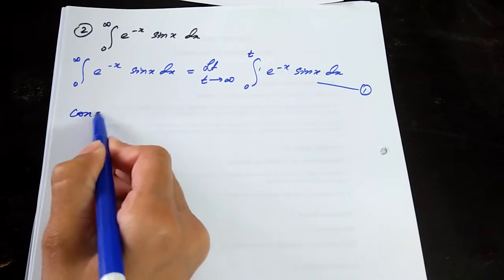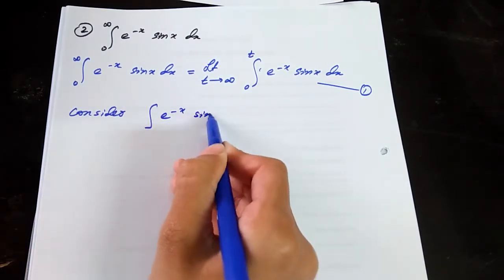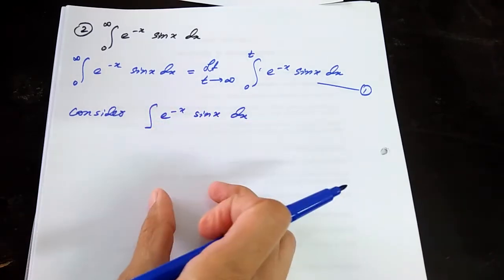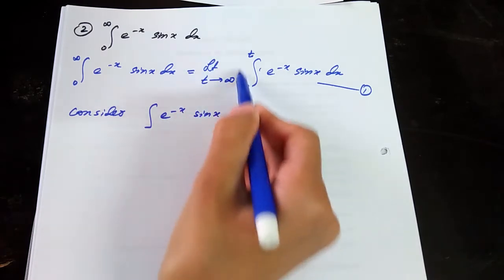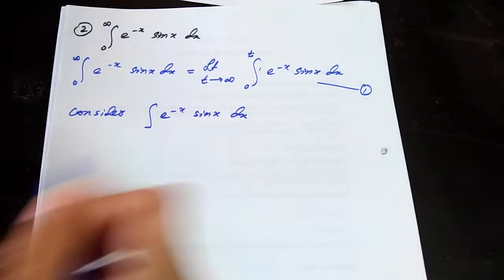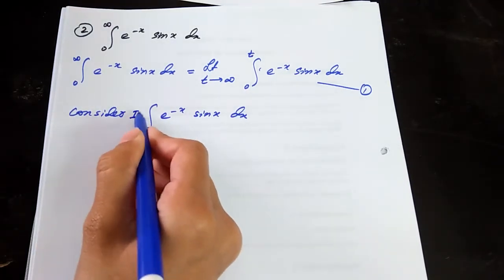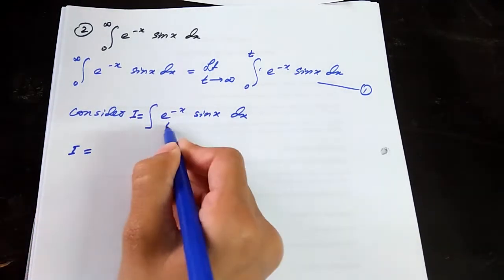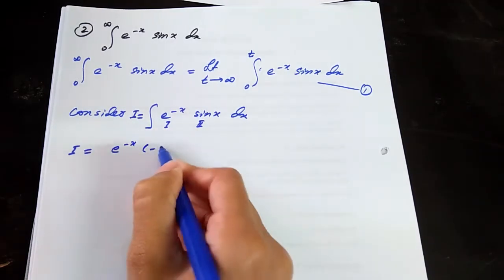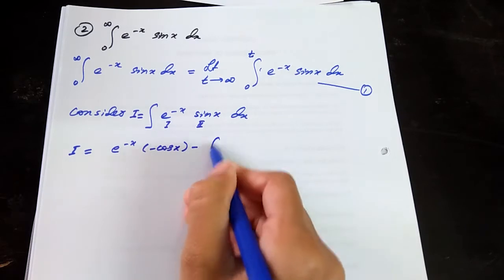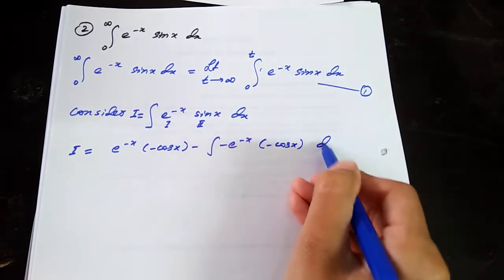So consider this simple integration e raised to power minus x sine of x dx. I will take its answer, apply this limit on it, and then after getting the answer put it in equation number 1. That will be easy. Let it equal I. So I will be equal to, this is the first function and this is the second function: first function into integration of second function minus integral of derivative of first function into integration of second function dx.